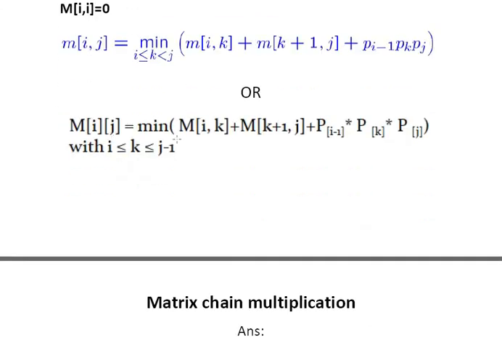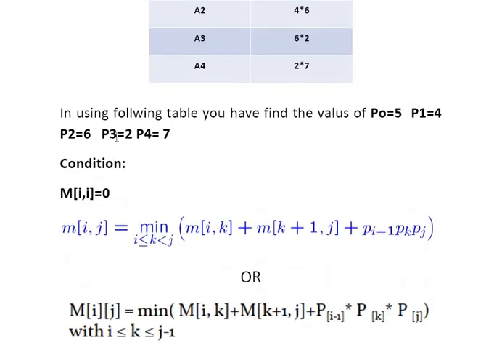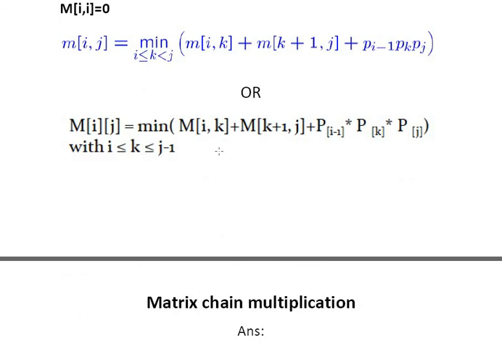Now the important condition is m of i j equal to the minimum over k of m of i k plus m of k plus 1 comma j plus p of i minus 1 multiply p of k multiply p of j. So you put in the values of i, k and j. Here k equal to 1, so you put p of 1. Suppose the j value is 2, so you put the value of p of 2. So this is the important part.